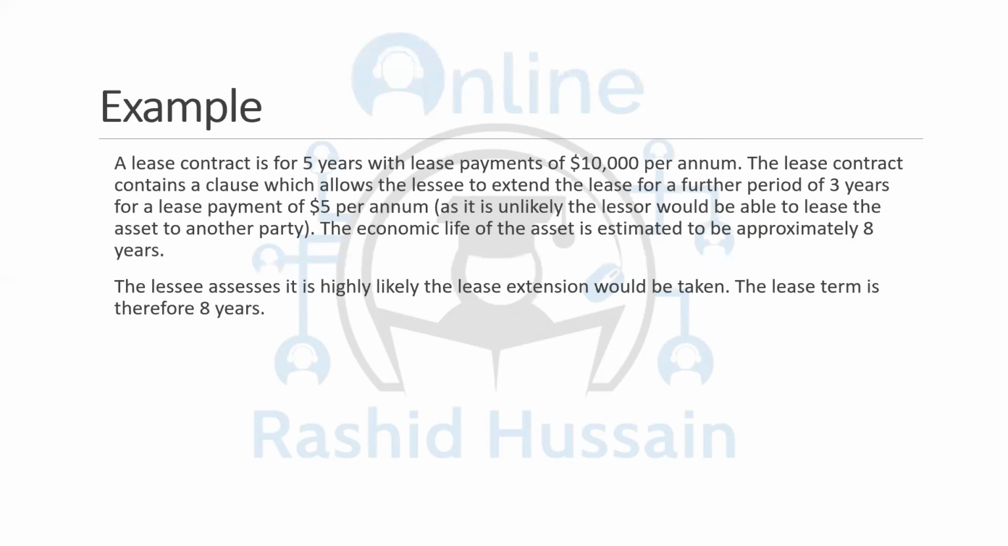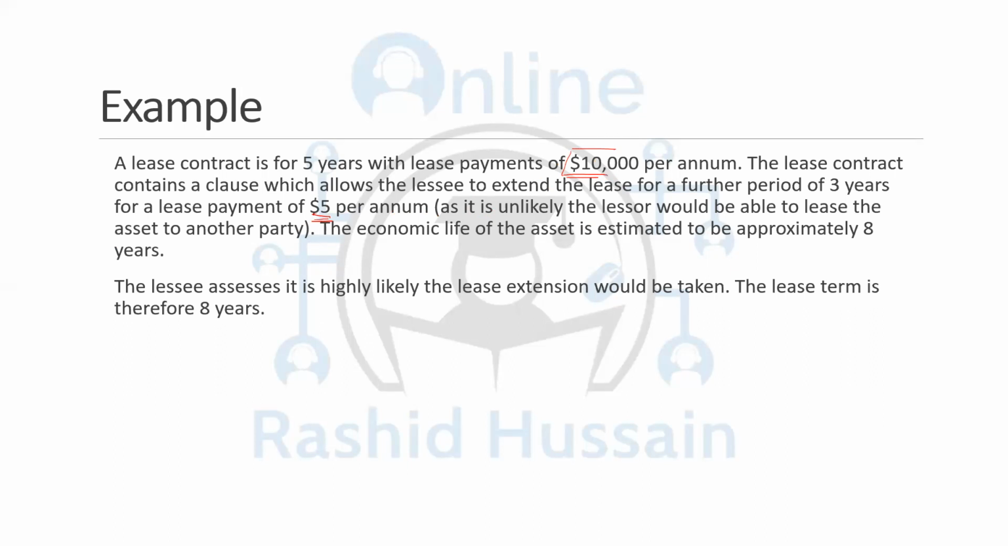So this is an example. A lease contract is for 5 years with the lease payment of $10,000 per annum. The lease contract contains a clause which allows the lessee to extend the lease for a further 3 years for a lease payment of $5 per annum. You see that in this type of case, usually we are using the asset for the major part of its life. In the first 5 years, we are making the payment of $10,000 per annum, and in the extendable period we are just making $5 per annum, which is just a formality, a consideration to keep the contract alive.